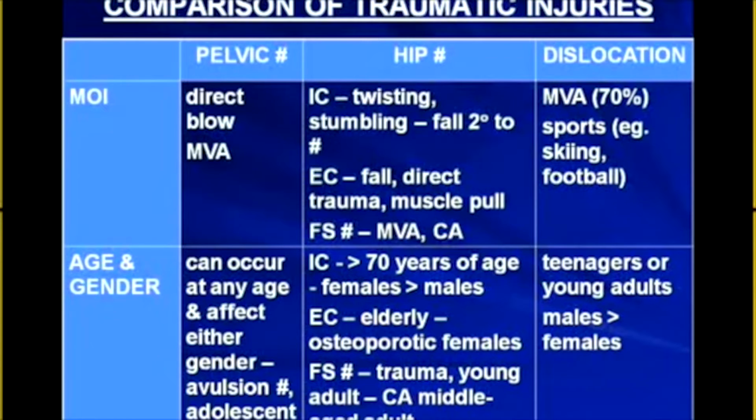When we look at extracapsular fractures, these can be trochanteric, intertrochanteric, or peritrochanteric, so fractures in between the trochanters, or around the trochanters, or below the trochanters. These are usually from a fall or a direct blow to the area, or they can also be from muscle pull, so they could be avulsion. A femoral shaft fracture most commonly is from a motor vehicle accident.